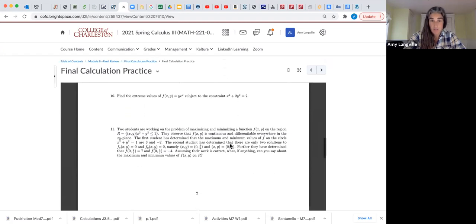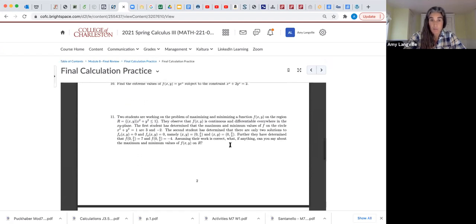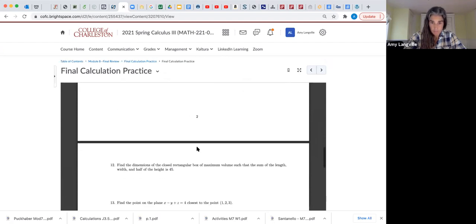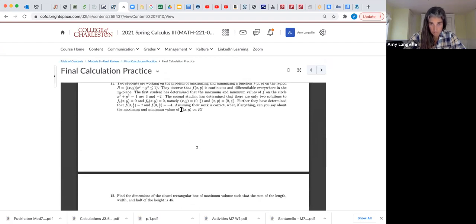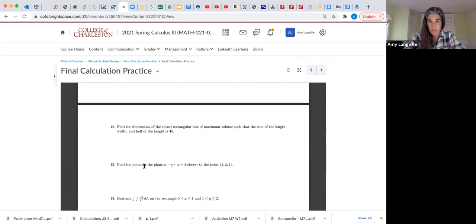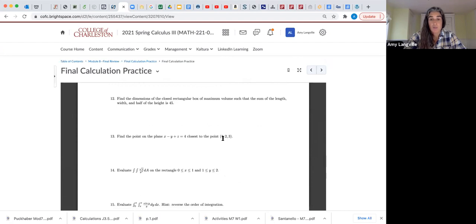I can guarantee you there will be a Lagrange multiplier optimization problem on there. Some other optimization. It's long worded because I've done some of the work for you. Here's an optimization the traditional way. Here's one where you can do it the traditional way. Find the point on the plane closest to a given point. And we've done some of those.